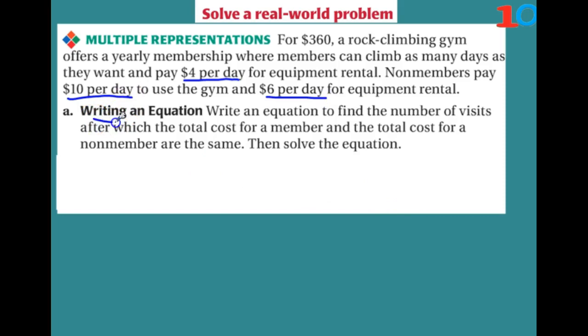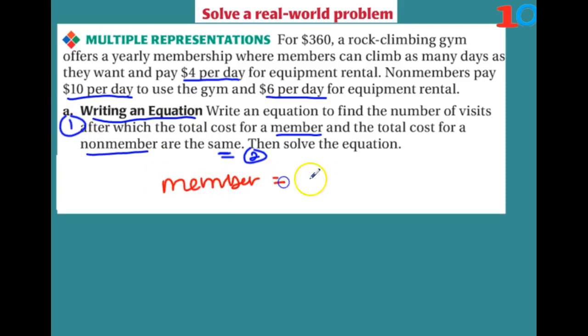First, they want us to write an equation. Write an equation to find the number of visits after which the total cost for a member and the total cost for a non-member are the same. Another word for same would be when they are equal. Then part 2 would be solve it. So first we're going to write an equation, then we're going to solve it. So they want us to figure out when the costs for a member and a non-member are the same.